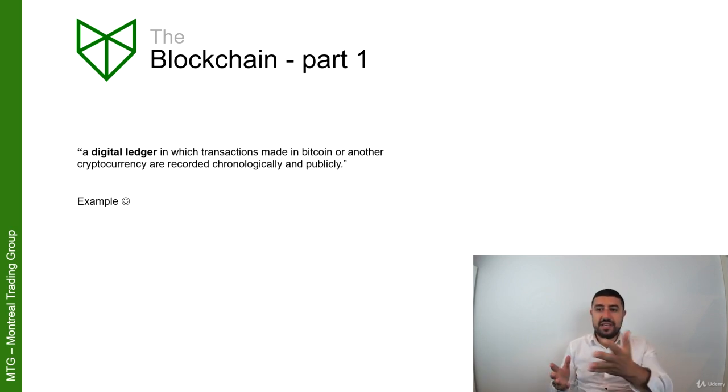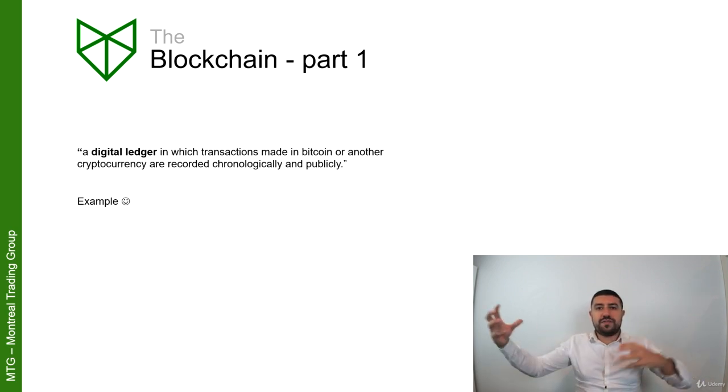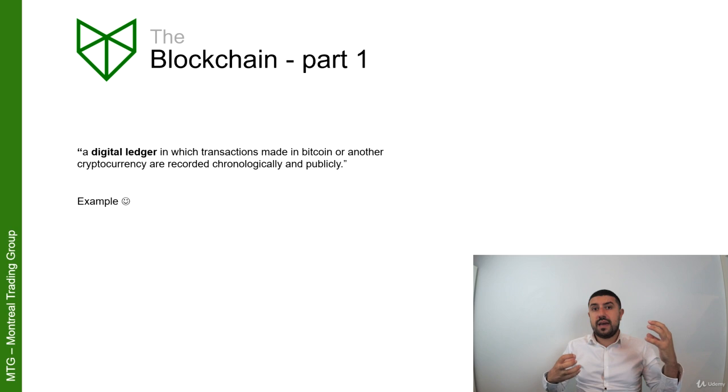The blockchain is basically, and the definition is, a digital ledger. It's a ledger that we've been talking about, where transactions in Bitcoin or in other cryptocurrencies are recorded in chronological order and publicly. So you saw the issue we had earlier when we were looking at the ledger: since this is a distributed ledger and everybody has access to it, what if some people have different versions at the same time? What happens? Well, to solve this issue, we create a blockchain.